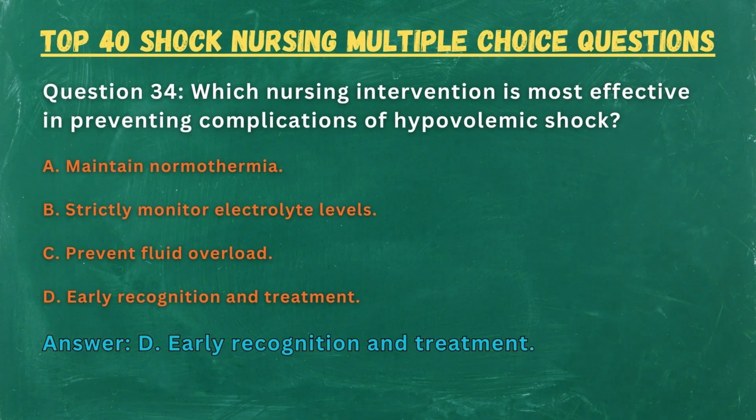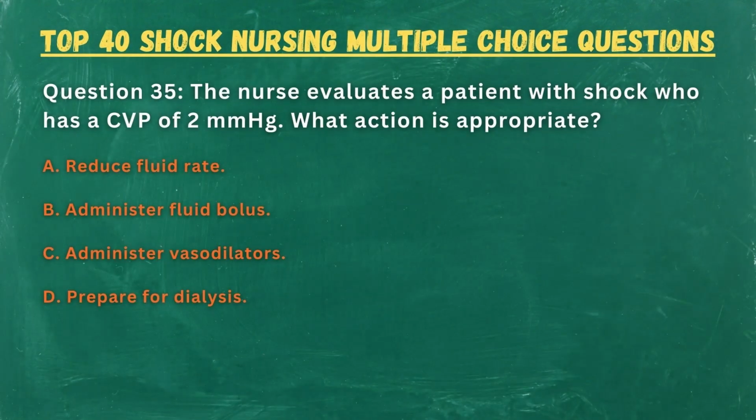Answer: D. Early recognition and treatment. Question 35. The nurse evaluates a patient with shock who has a CVP of 2 millimeters of mercury. What action is appropriate? A. Reduce fluid rate. B. Administer fluid bolus. C. Administer vasodilators. D. Prepare for dialysis.